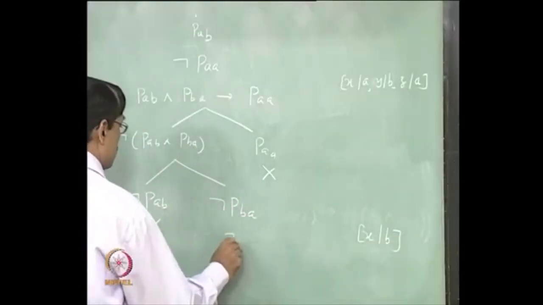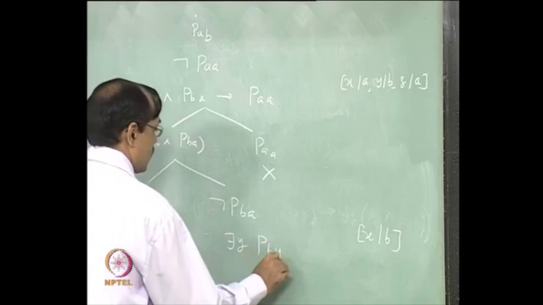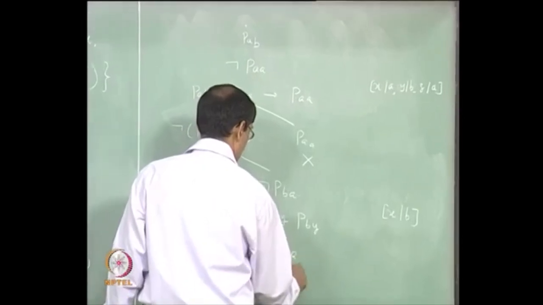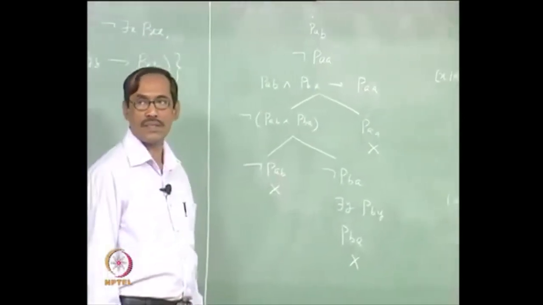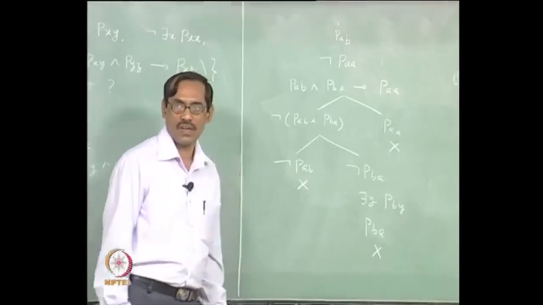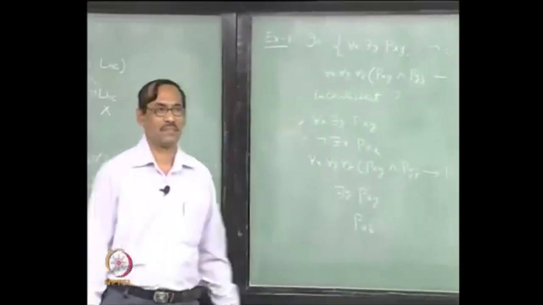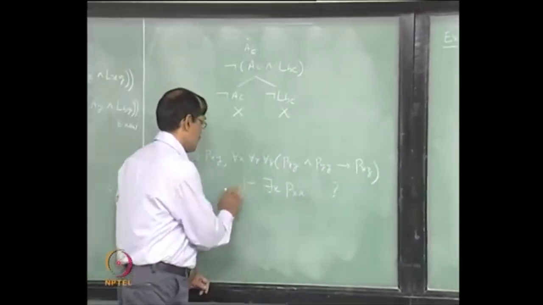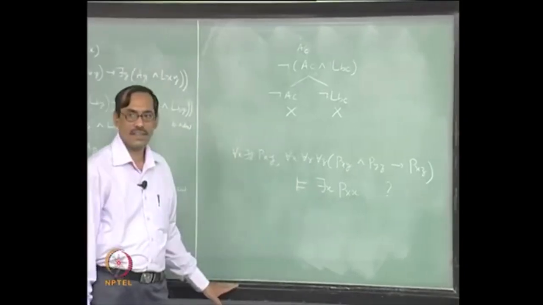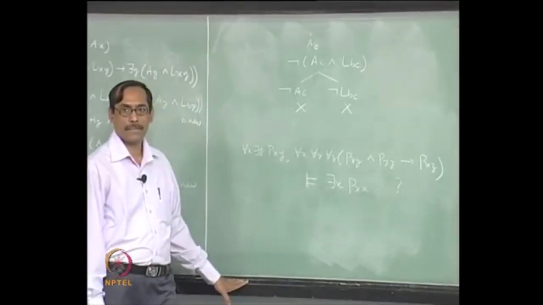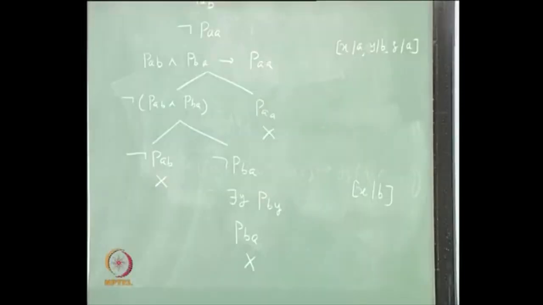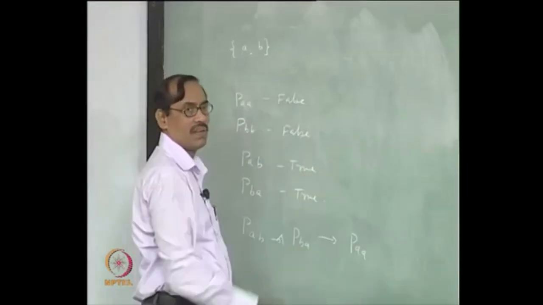So you get there is y, P(b,y), it gives P(b,a), right. Is it okay? But it is wrong. Why is it wrong? The problem is this: is it really inconsistent semantically? Can you give an example? It is easy here, some infinite domain where it is satisfiable.